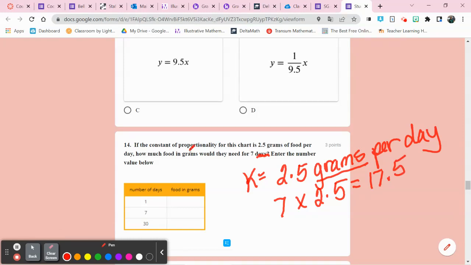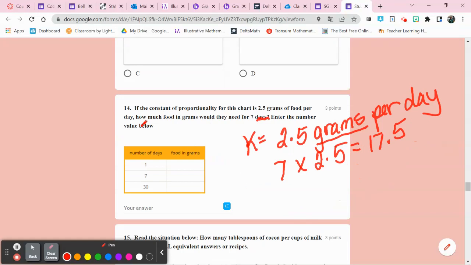17.5. And that's what you're going to type in, 17.5. You just enter the number. You don't need to put your grams. You just type in 17.5. Okay? All right, I'm going to clear that. So if you need to pause, please do so.